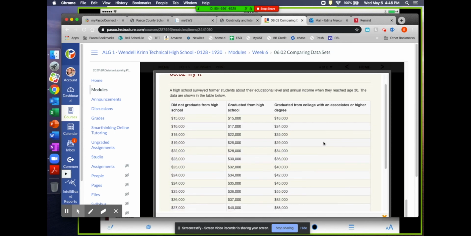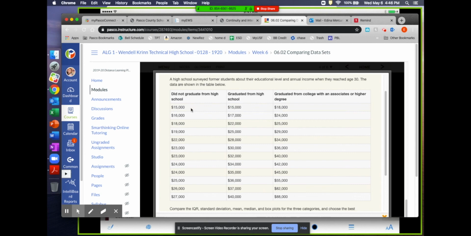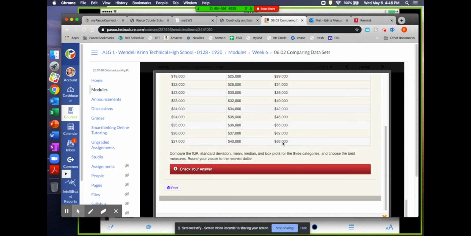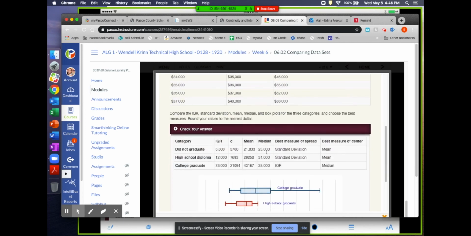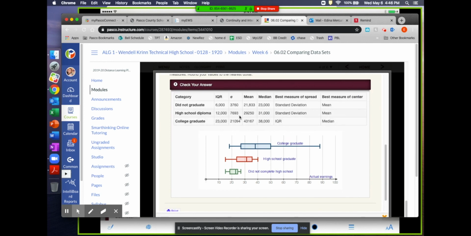So here's another Try It. Again, I'm not going to write all this data out. That's going to be like an hour long for this video, so I'm just going to go through what they have. It says compare the IQR, standard deviation, mean, median, and box plots for the 3 categories and choose the best measures. So if I look at the box plots that they have in the data, for college graduate, I'm going to immediately notice that there is an outlier out there. It looks like my high for this is going to be 88,000 if I look up a little bit. High school graduate, I'm going to say that's pretty symmetrical, and then did not complete high school, I'm going to say that's pretty symmetrical as well.